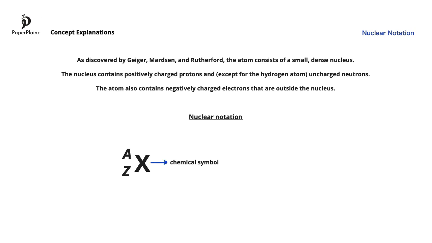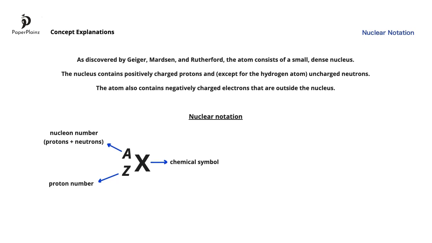Here, X is the chemical symbol of the given element, A is the nuclear number, so the total number of protons and neutrons in the nucleus of the given element, and Z is the proton number. Keep in mind that the nuclear number is sometimes called the mass number, and that the proton number is sometimes called the atomic number. Let's see a few specific examples of nuclear notation.